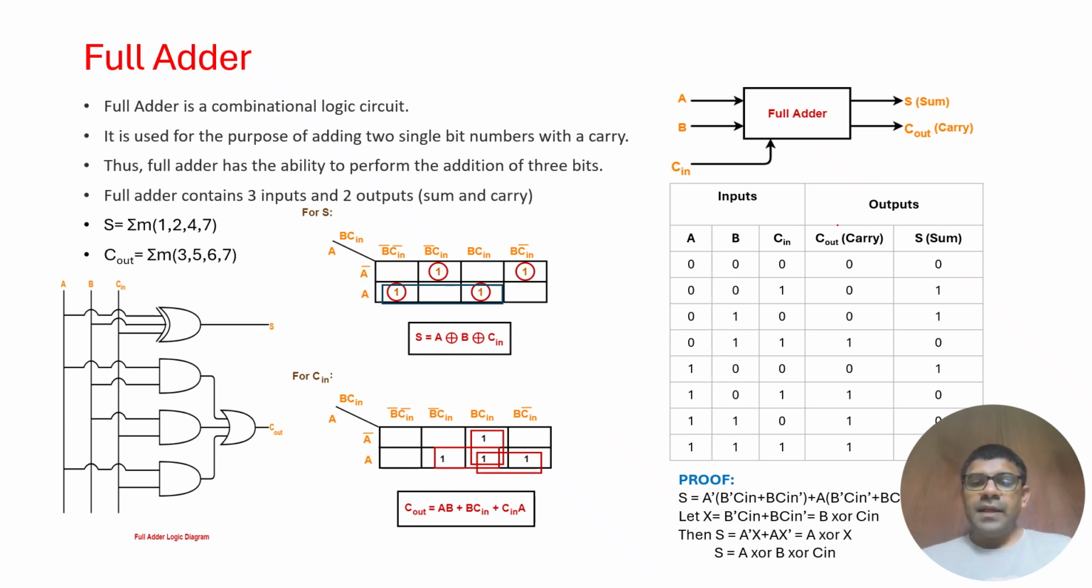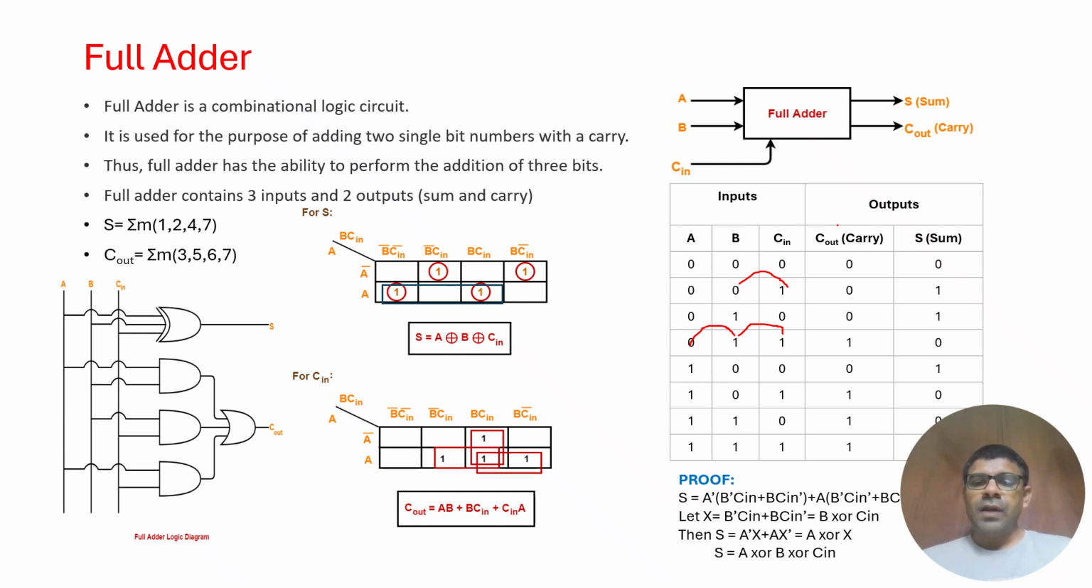Next, 0 plus 0 is 0, then 0 plus 1 is 1. So carry is 0, sum value is 1. Same, 0 plus 1 is 1, 1 plus 0 is 1. So carry is 0, sum is 1. Then 0 plus 1, 1. Then 1 plus 1 is called 10. So 10 means carry will be 1, sum value is 0. Next, 1 plus 0 is 1, again 1 plus 0 is 1. So carry is 0, sum is 1.